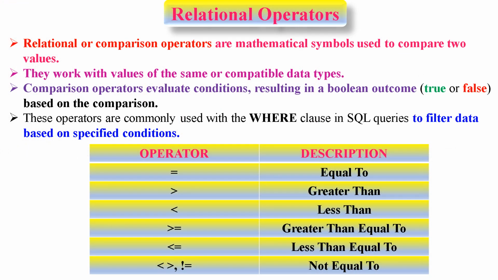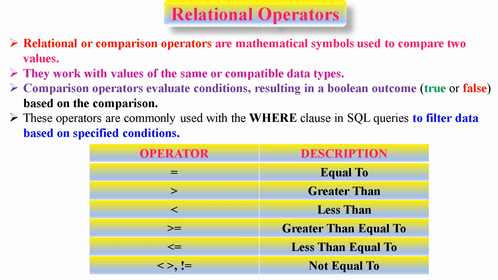Let's learn about the relational operators. Relational or comparison operators are mathematical symbols used to compare two values. They work with values of the same or compatible data types. Comparison operators evaluate conditions, resulting in a Boolean outcome, true or false, based on the comparison. These operators are commonly used with the WHERE clause in SQL queries to filter data based on specified conditions.